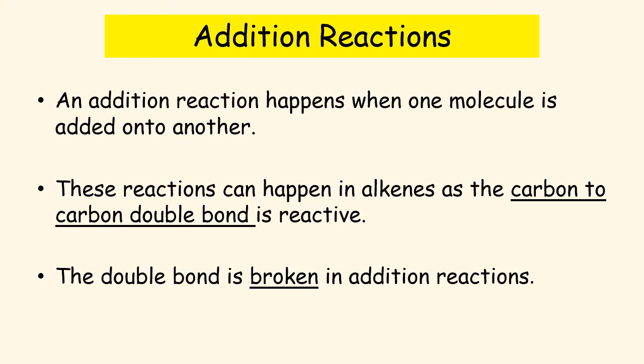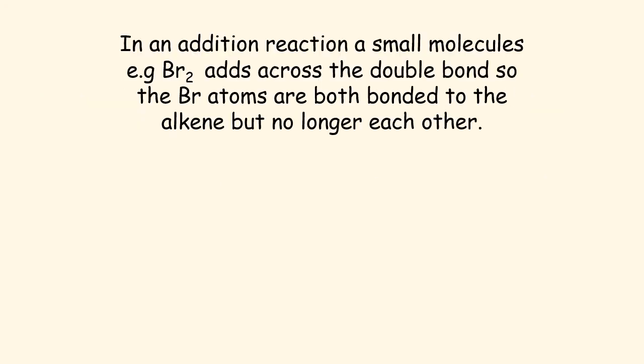Addition reactions are pretty easy to describe. They are when we add two molecules together and end up with just one molecule. So it's when one molecule is added onto another. These reactions easily happen in alkenes because the carbon-to-carbon double bond, the functional group, is reactive. And in an addition reaction, the double bond is broken. In addition reactions, small molecules add across the double bond.